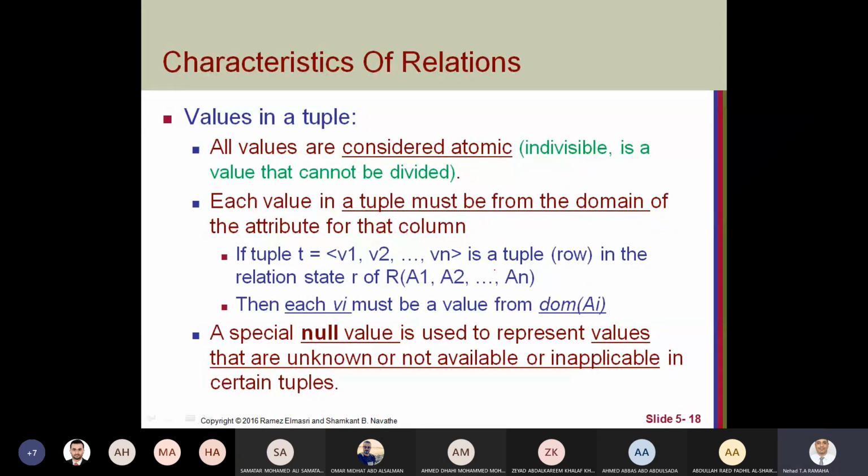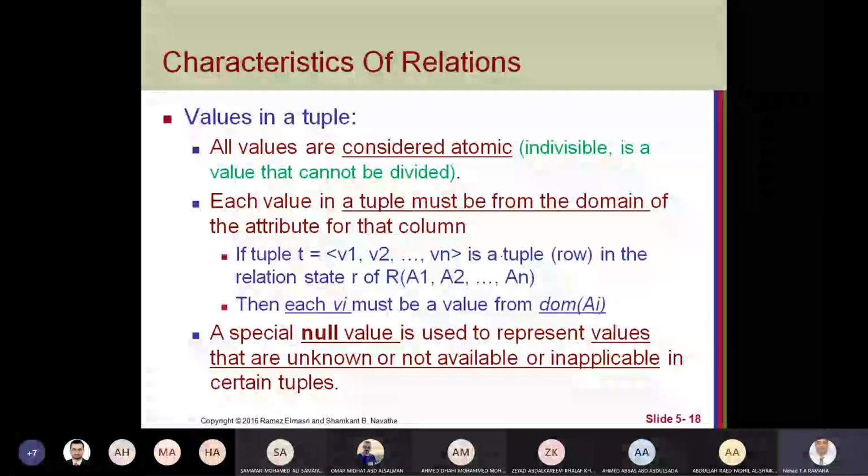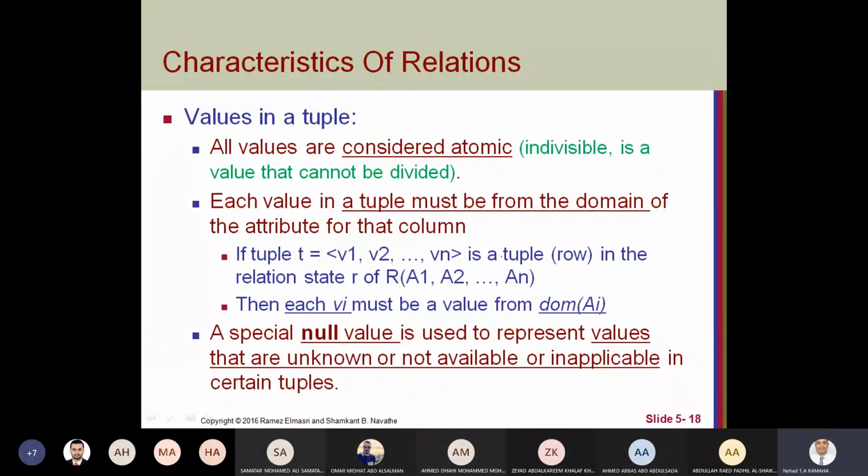About tuples, okay, values inside tuples are considered to be atomic. This is very important for database integrity, that each value inside the tuple is considered to be atomic. What's the meaning of atomic? Atomic means an individual or single simple attribute value. This is a value that cannot be divided.